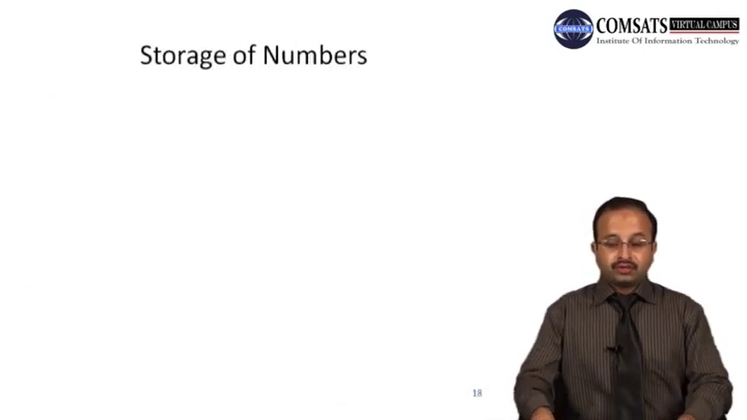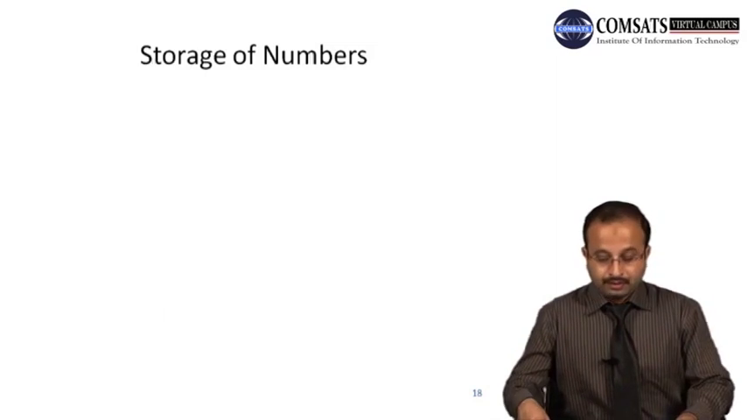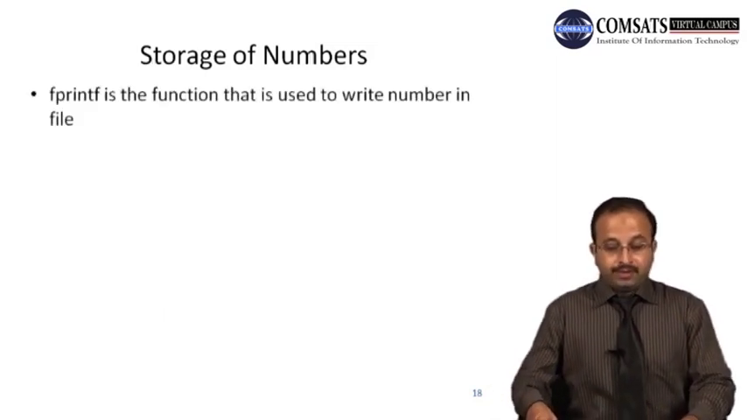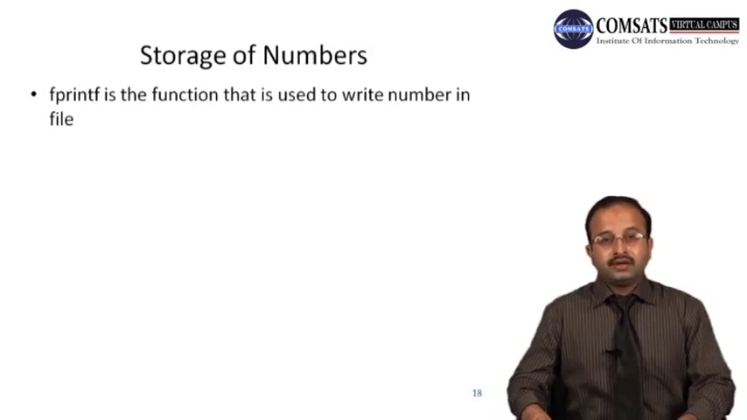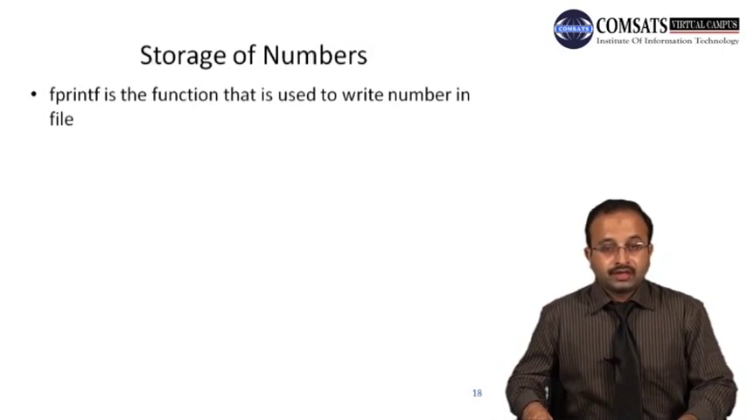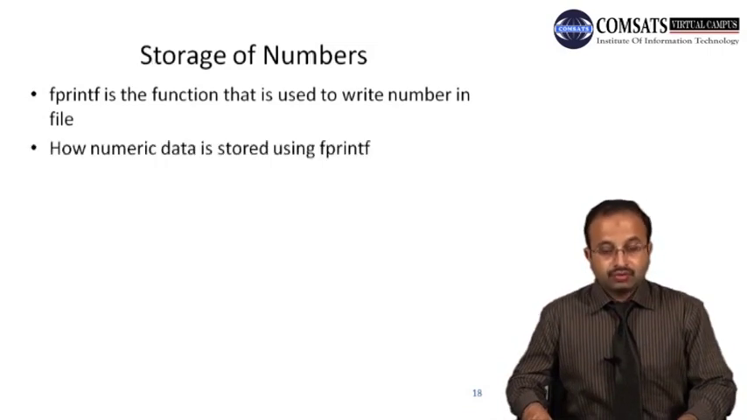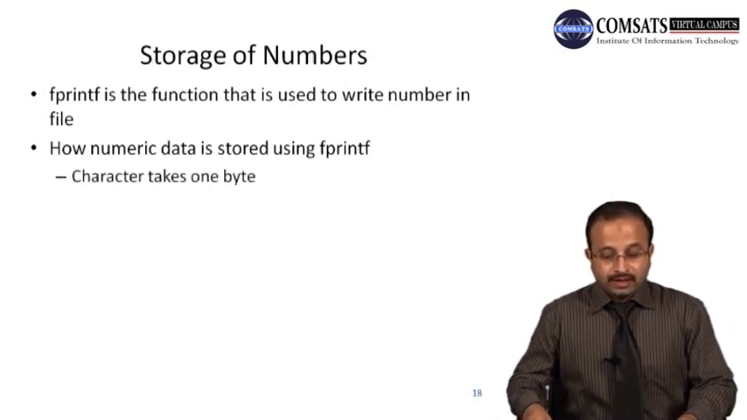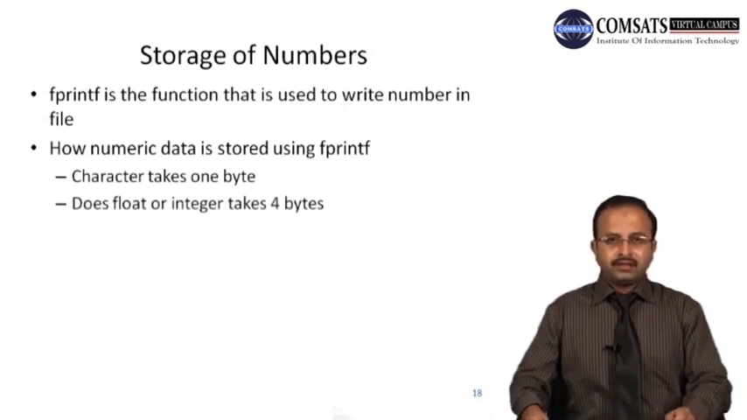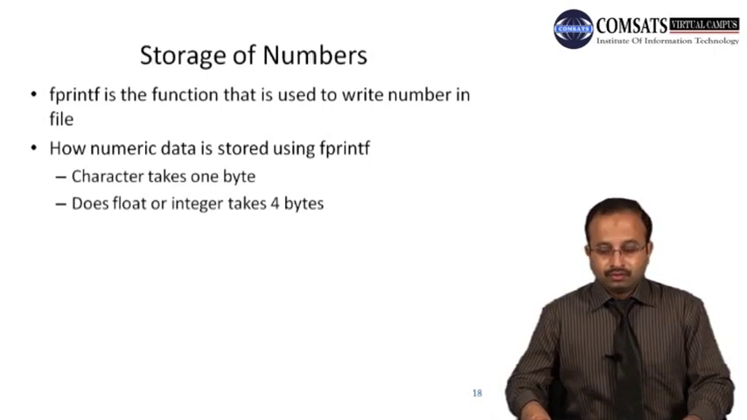The third difference is the storage of numbers. fprintf is the function that we have seen a few slides back that is used to write numbers in a file. You are able to write floating point values or integer values using the fprintf function in a file. Then how is numeric data stored using fprintf? Does a character take 1 byte, and does a float or integer take 4 bytes in the file? No, they won't take 4 bytes, it's not necessary.